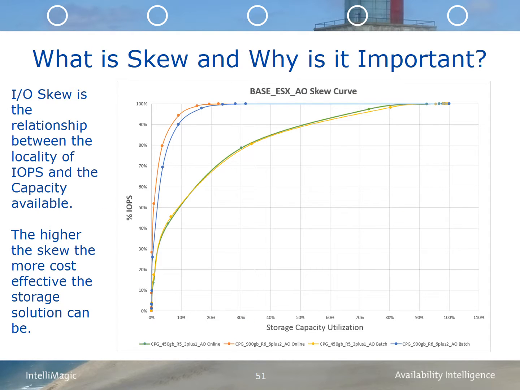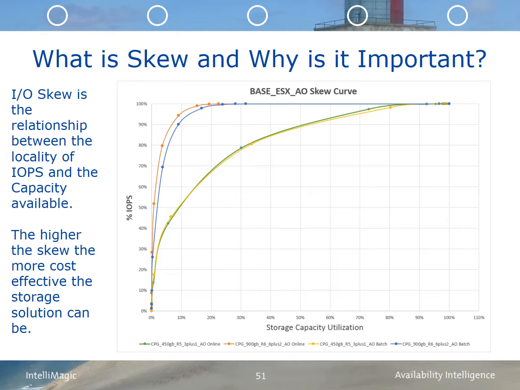So one of the important concepts to understand when you're going about configuring a controller with different disk tiers and setting up auto tiering is to understand the locality of reference, or the skew curve. What the skew curve does is it describes the relationship between the locality of the IOs per second and the capacity that's available. So the steeper the skew curve, the more cost effective your implementation will be, and the more flat the skew curve, the more costly the implementation will be, and the less likely it will be to take advantage of the nearline and the SSD.